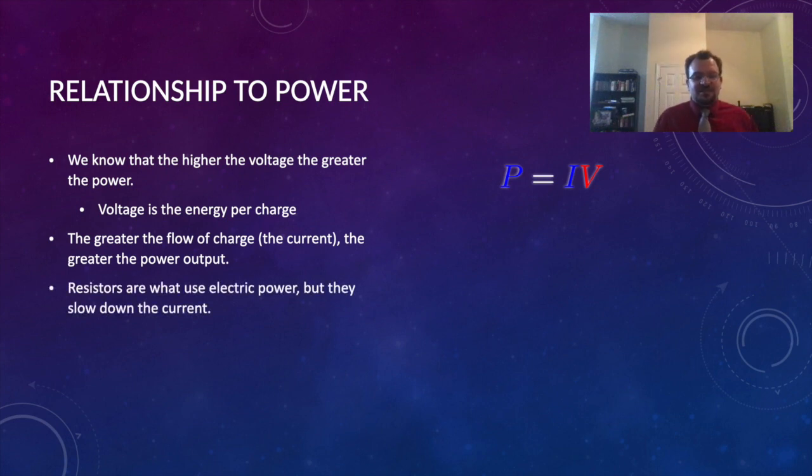Now, resistors are what use electric power. Everything that uses electric power has a resistance, but they slow down the electric current. And this is Ohm's law just rearranged a little bit. So that current is going to go up the higher the voltage, the higher the push, and going to go down the greater the resistance. So we have this equation.